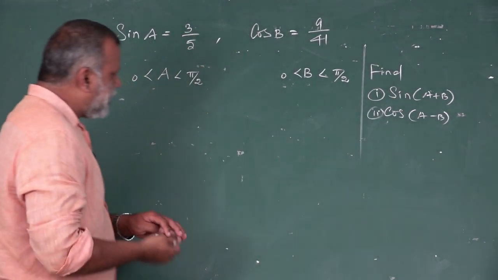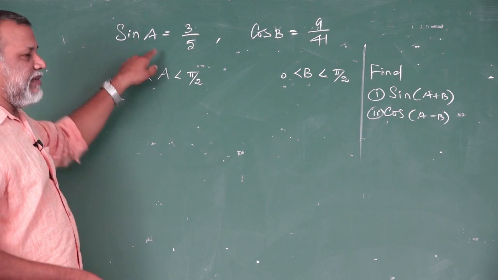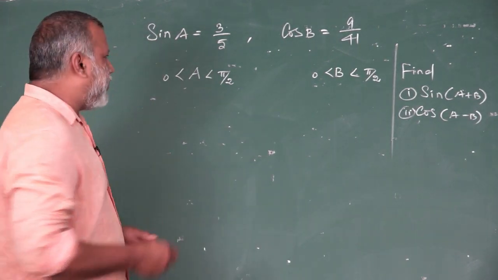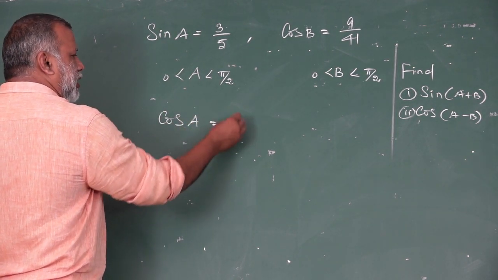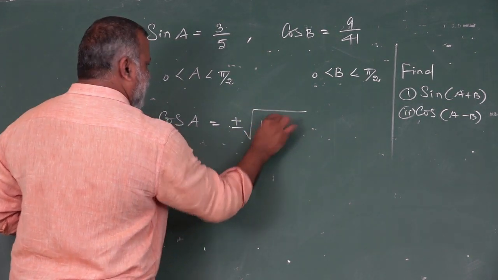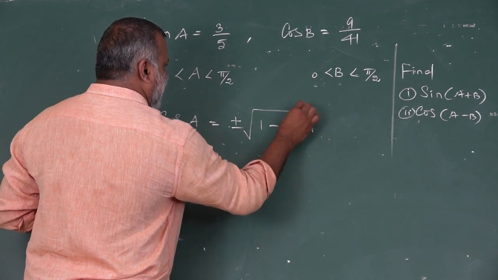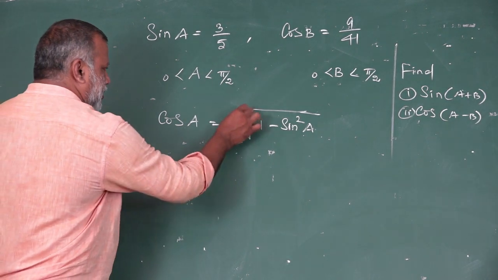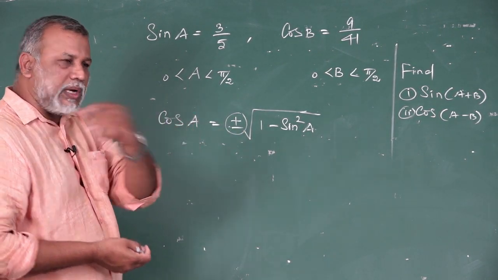Listen students, the same model we discussed yesterday. See the given data, sin A equal to 3 by 5. So we have to find cos A immediately. What is the formula to find cos A? Plus or minus square root of 1 minus sin squared theta. Instead of theta we have A. The plus or minus symbol depends upon the quadrant.